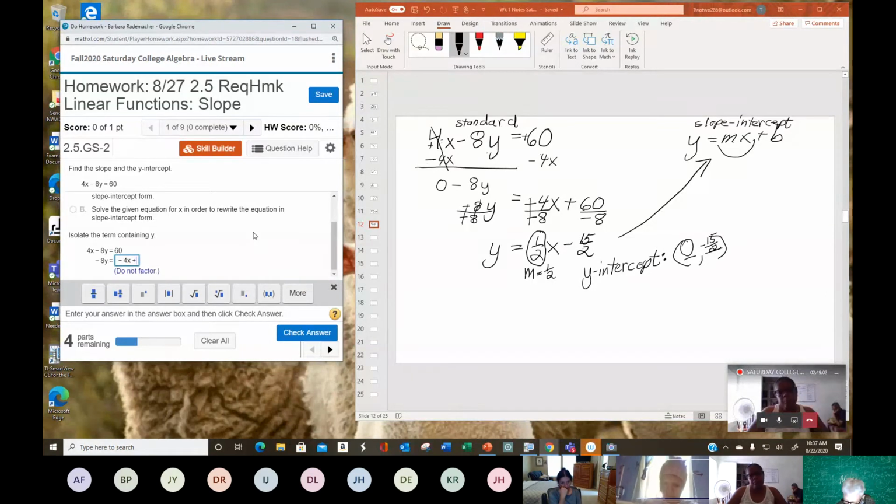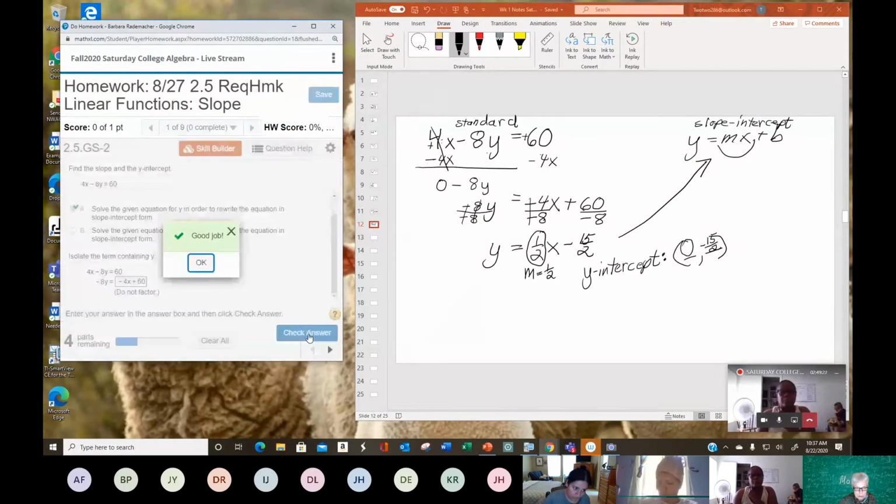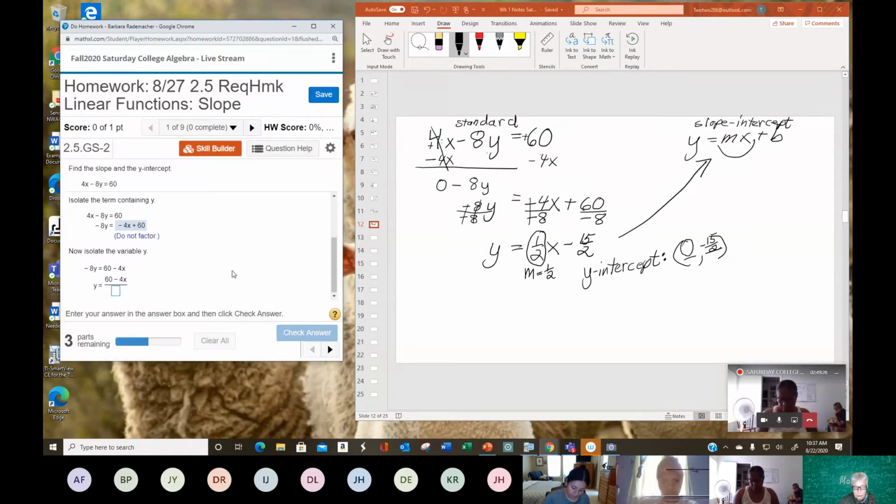So the next step we took was negative 4x plus 60, and we get that from back up here. Negative 8x equals negative 4x plus 60. And it says do not factor. Okay, I won't. And now I'm being told, okay, meaning it's what we were supposed to do. And now it wants me to solve for y.